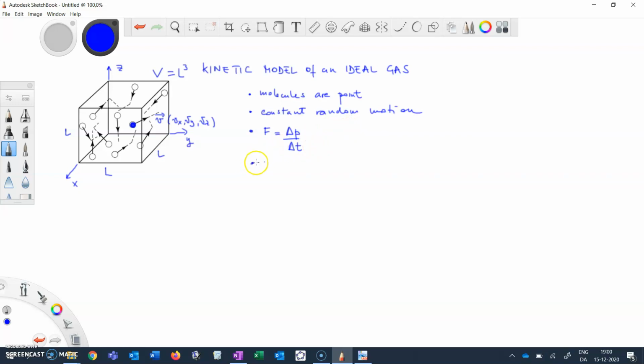Also, we're going to assume that the time of collision between molecules, but also between molecules and walls, is much, much less than the time between two collisions. So the collisions are happening, but with enough time between them. So the time between two collisions is much longer.